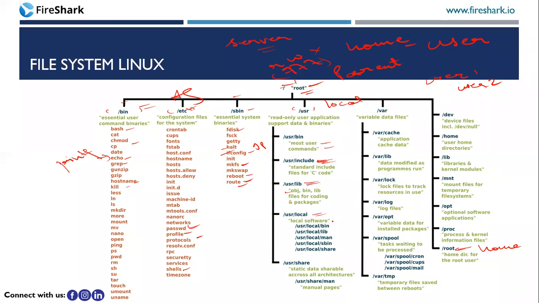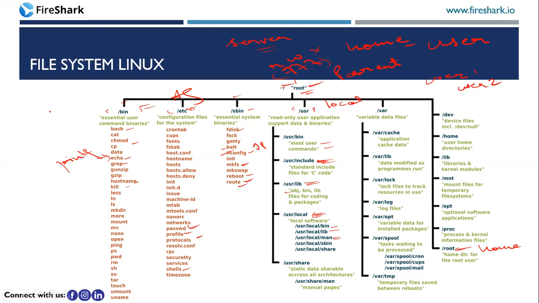Then we have usr local. This directory has all the software that has been installed by this particular user locally on that particular system, not in shared mode. So it's totally local. Like the local bin library. The man command is also there.